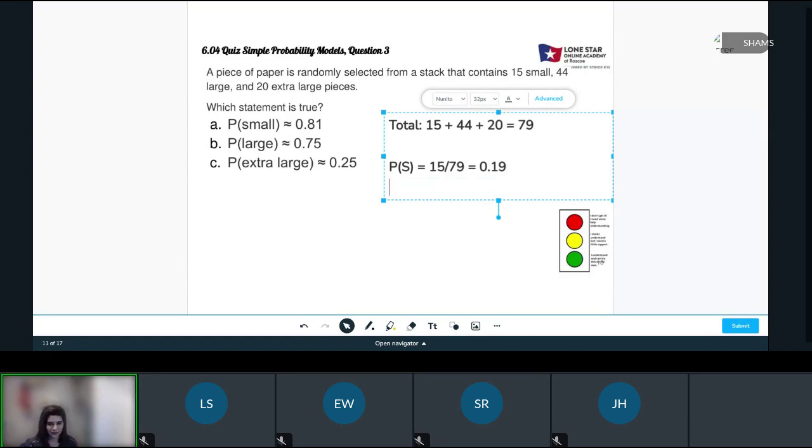Then we can find the probability of large. And how many large are there? There are 44 large. So 44 over 79. Let's figure it out. 44 divided by 79 in the calculator. How much do you guys get? And I'm trying to round to 2 decimal places, just how the answer is given.